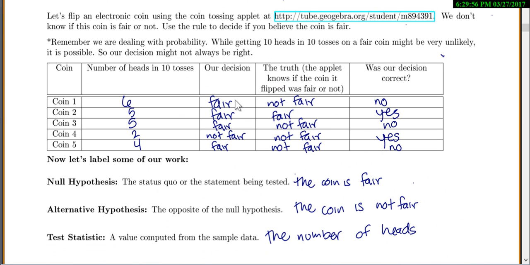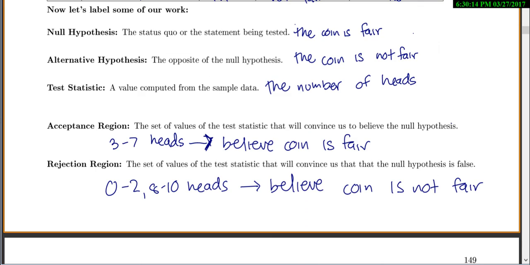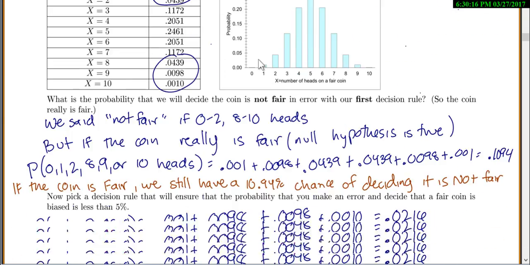So my first error was the coin was really not fair, but we thought it was fair. So what type of error is that? Coin is not fair, but we think it's fair. That is a type 2 error. And in fact, all three that we did were that same situation. So we have a type 2 error.